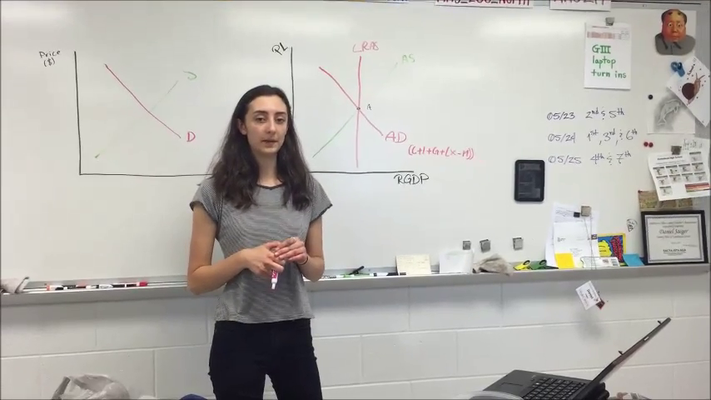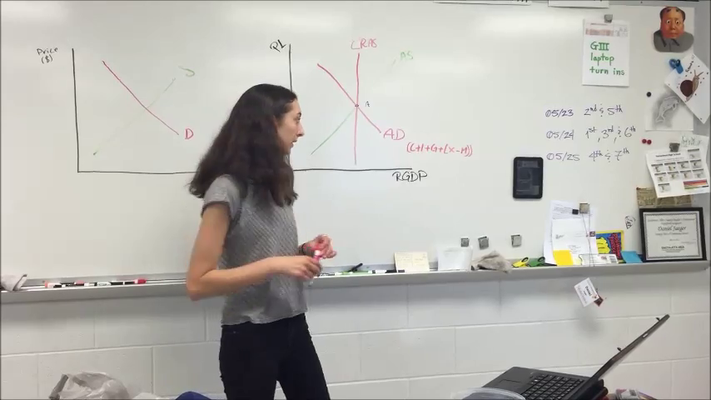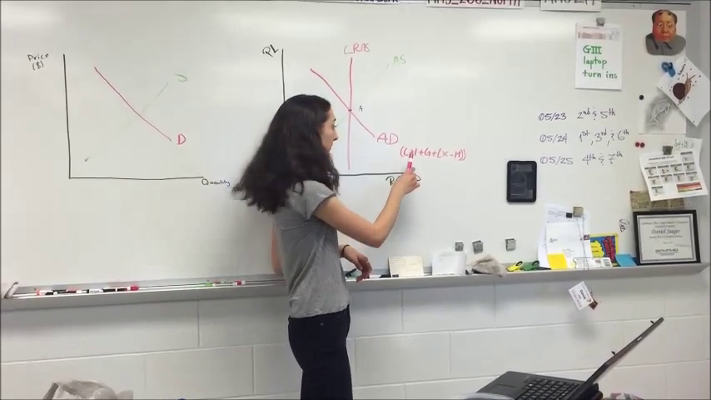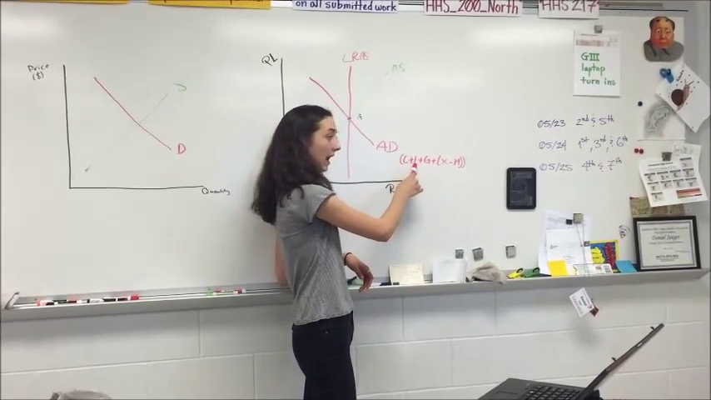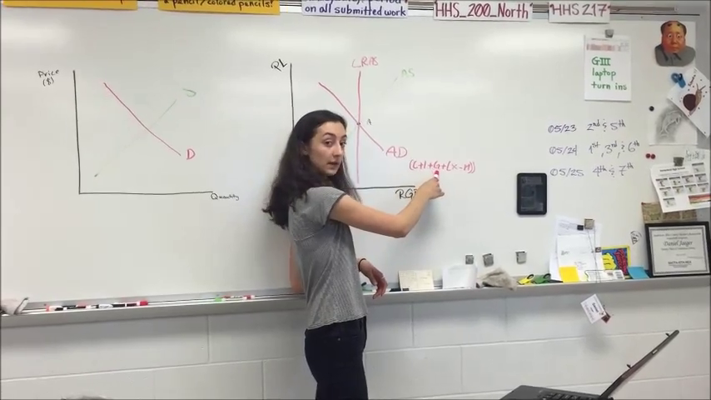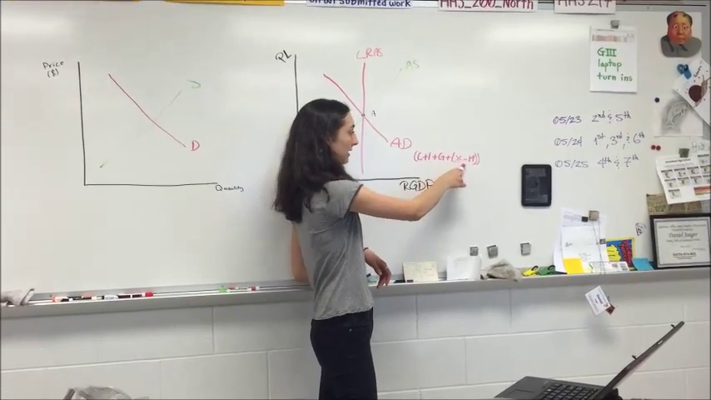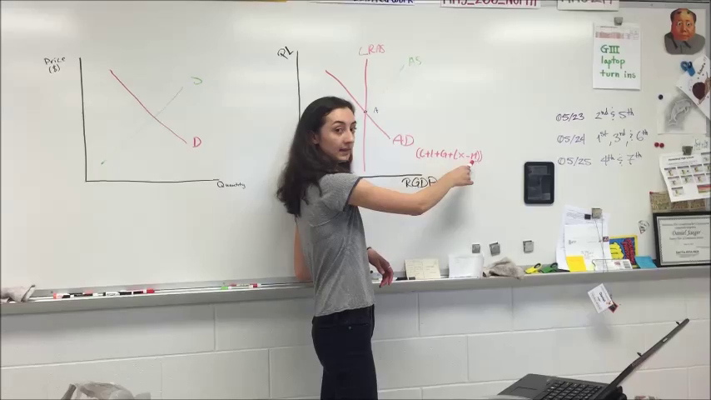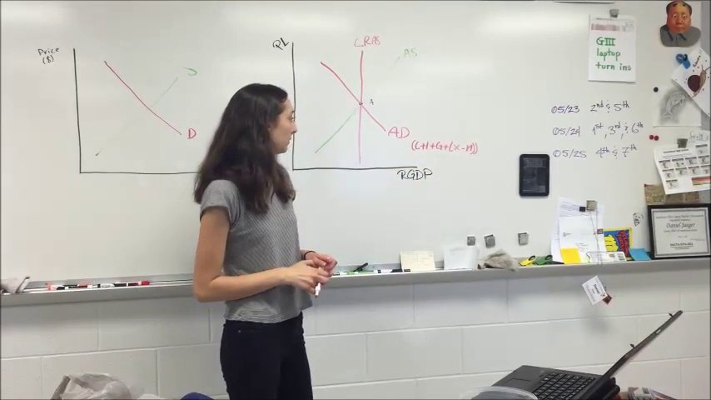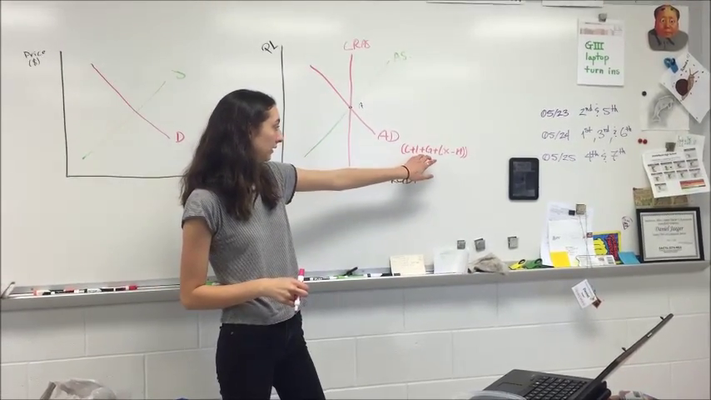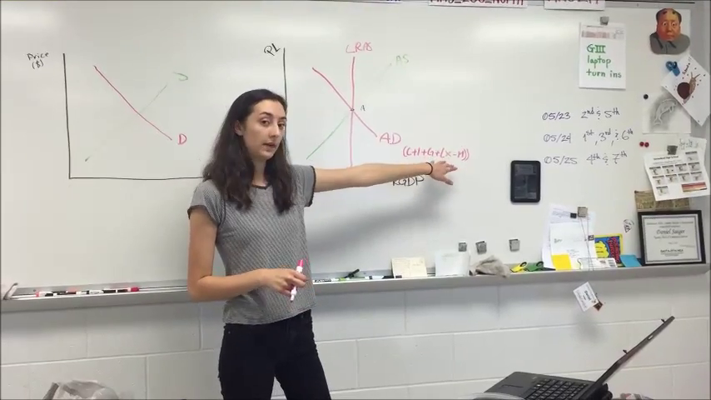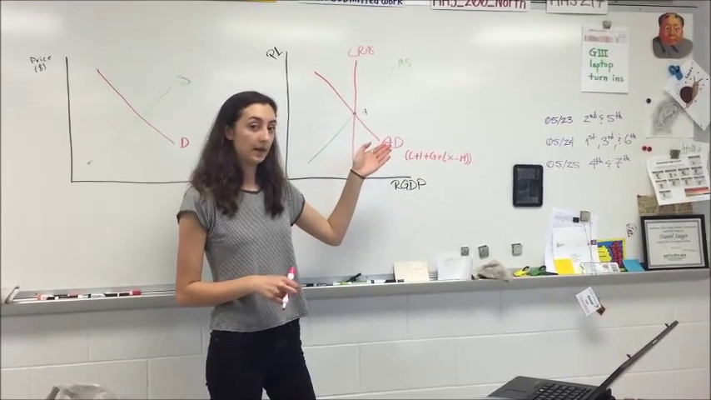Okay, so using the expenditure approach to calculate real GDP, you get that real GDP equals C, which is consumption, I, investment, G, which is government expenditure, and then net exports, which is exports minus imports. So any shift in any of these variables will cause the aggregate demand to shift.